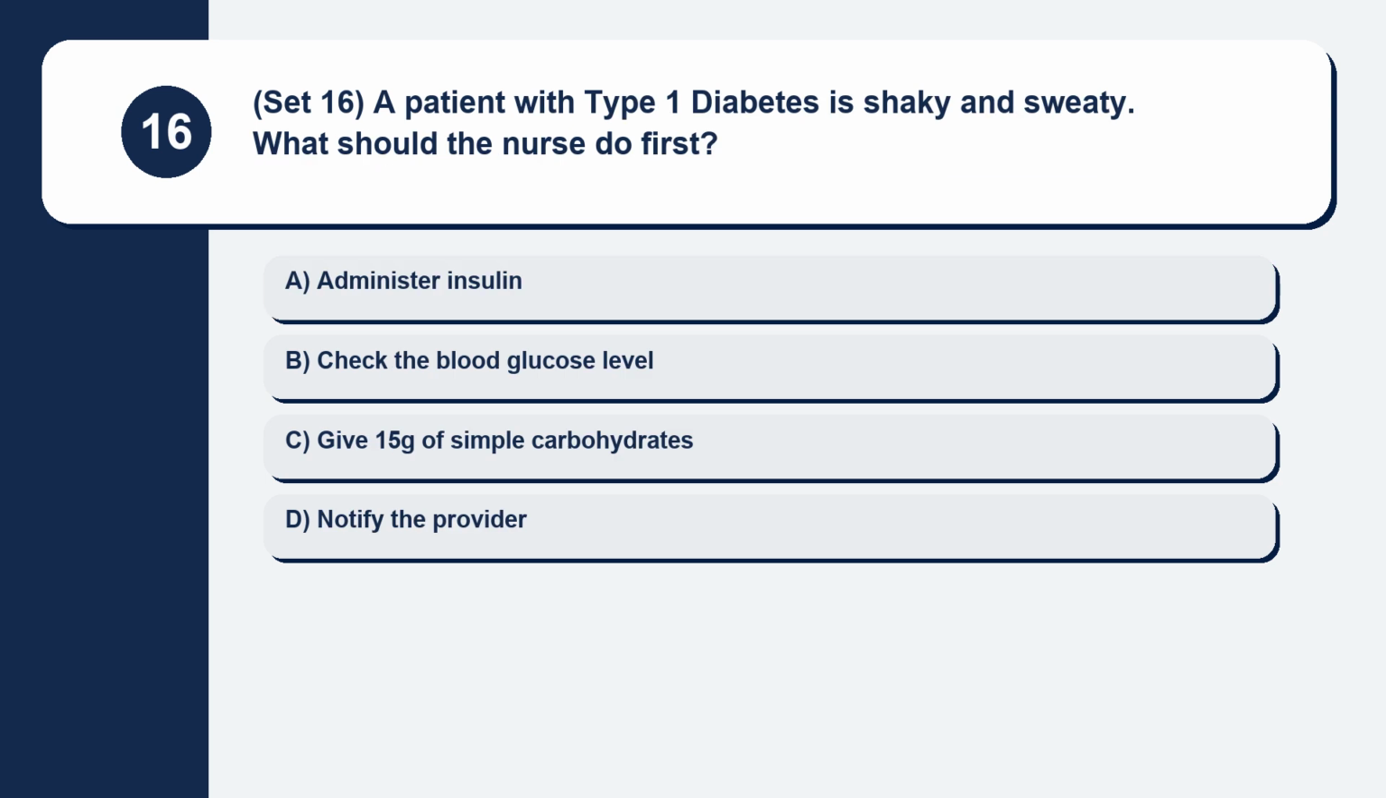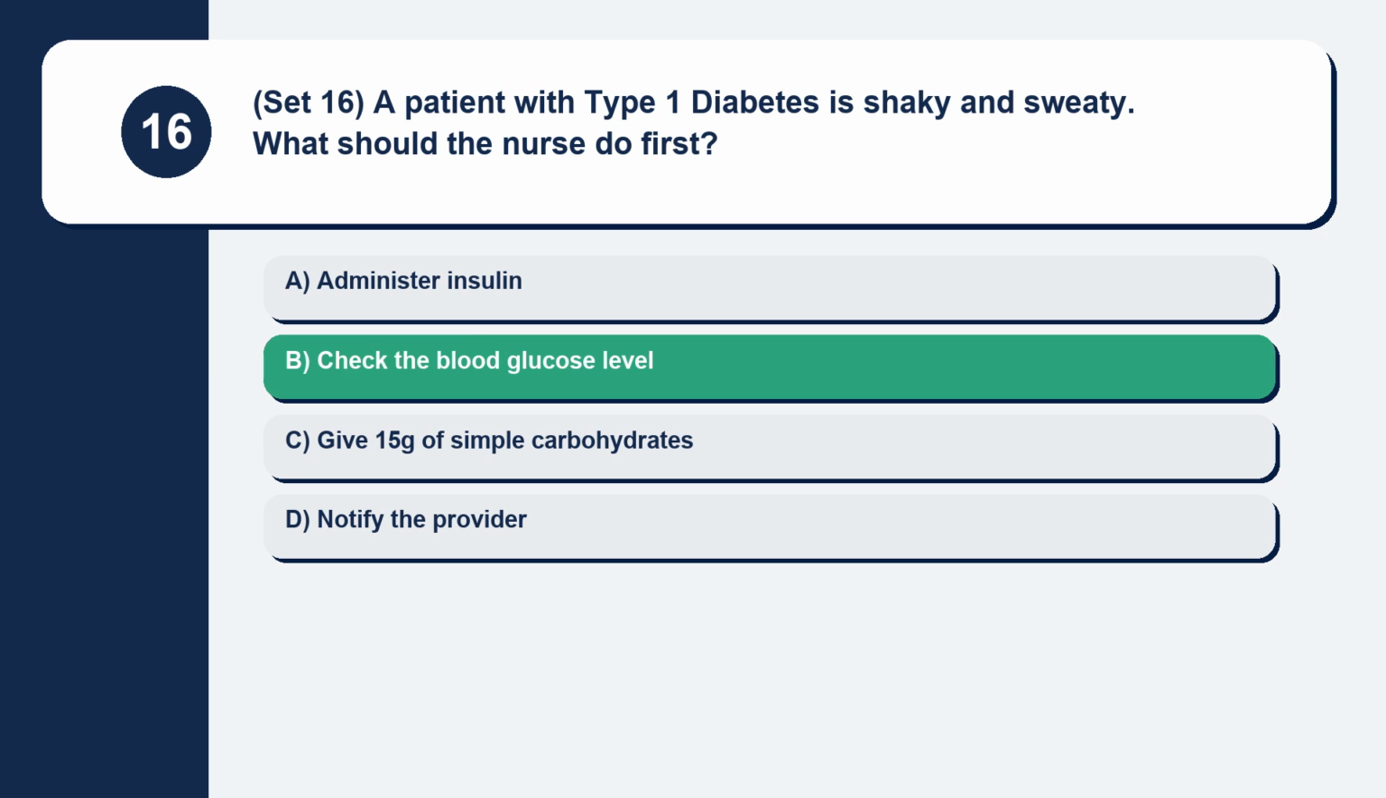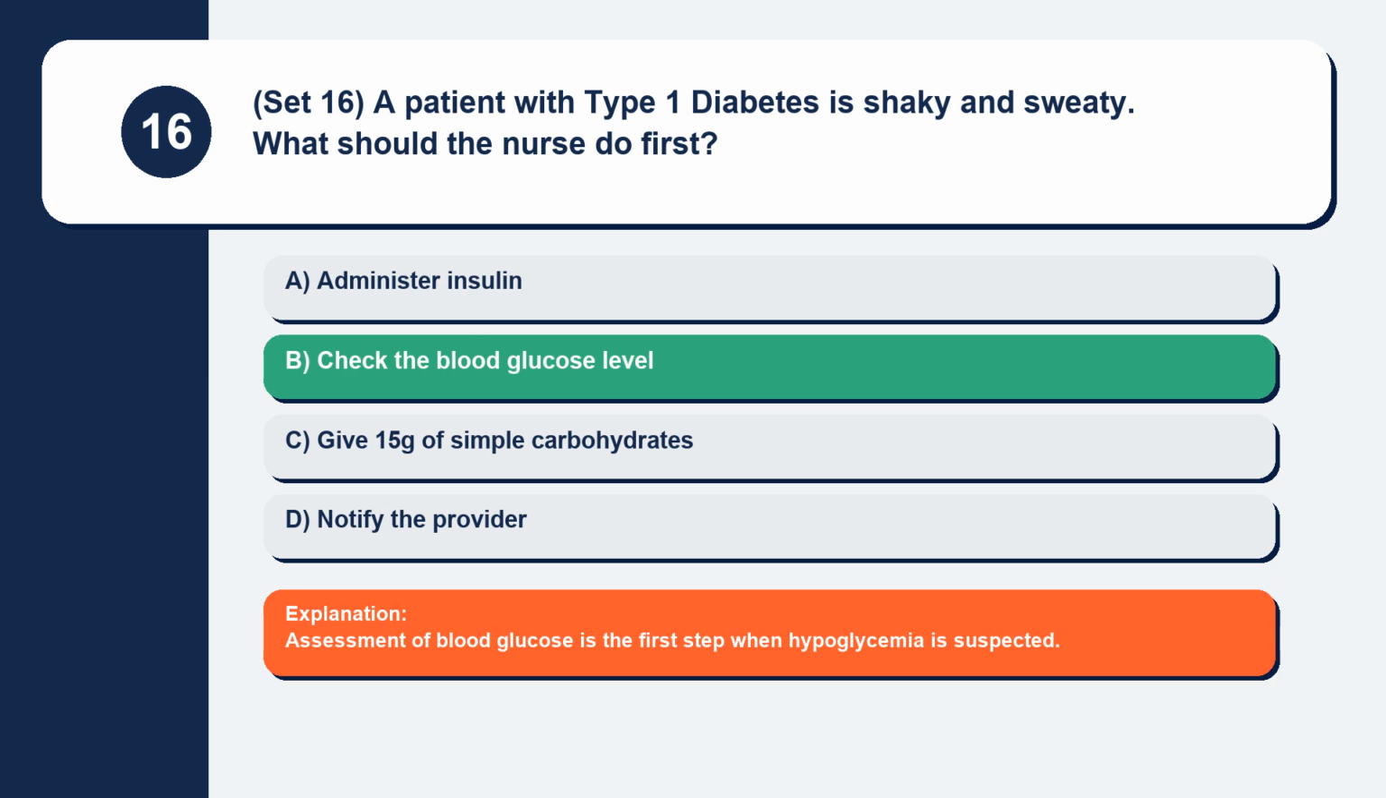Question 16, Set 16. A patient with type 1 diabetes is shaky and sweaty. What should the nurse do first? Administer insulin. Check the blood glucose level. Give 15 g of simple carbohydrates. Notify the provider. Assessment of blood glucose is the first step when hypoglycemia is suspected.